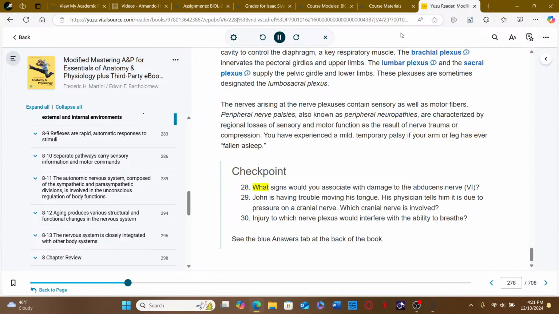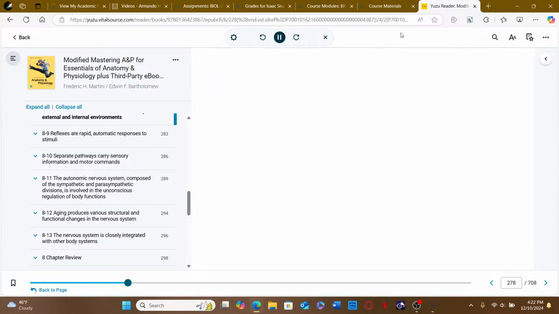Checkpoint. What signs would you associate with damage to the abducens nerve? 6. John is having trouble moving his tongue. His physician tells him it is due to pressure on a cranial nerve. Which cranial nerve is involved? Injury to which nerve plexus would interfere with the ability to breathe? See the blue answers tab at the back of the book.